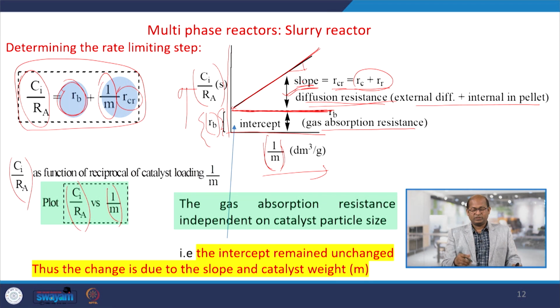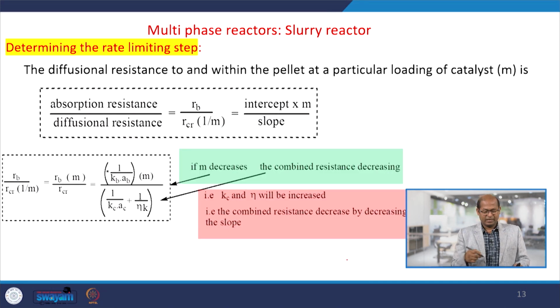Okay, so that way we can measure how much percentage of resistance there is for this particular gas liquid solid reaction, how much percentage resistance is due to gas absorption. So from this intercept we can find out whether gas absorption resistance is there or not, and at the same time from the slope we can find out the resistance due to diffusion, external as well as internal. Okay, the rest of the part we will discuss in more detail in our next class.